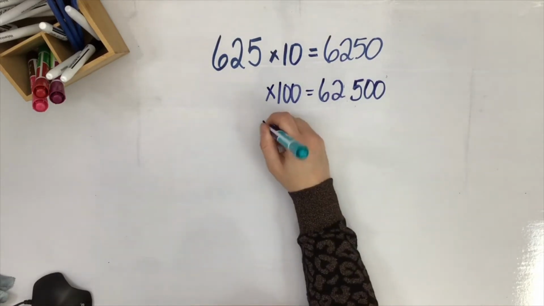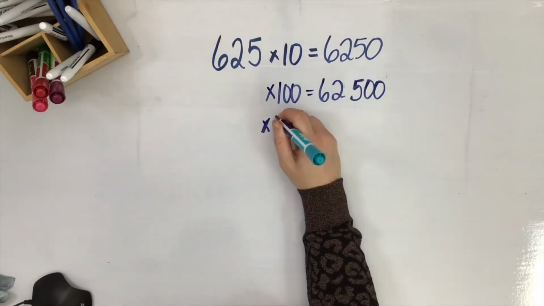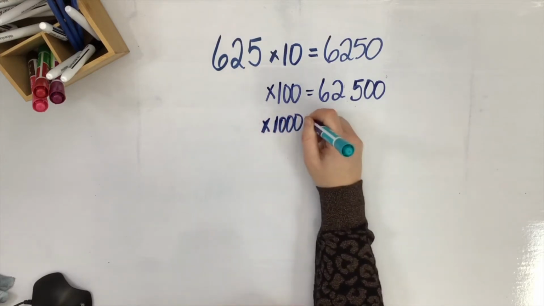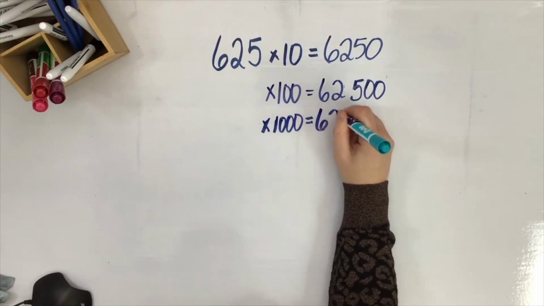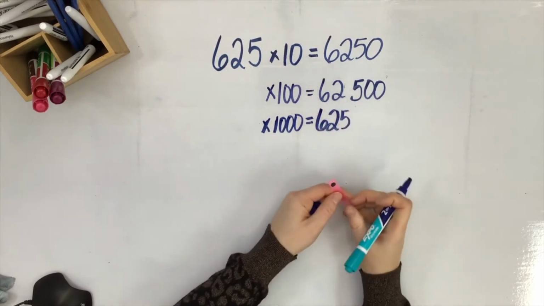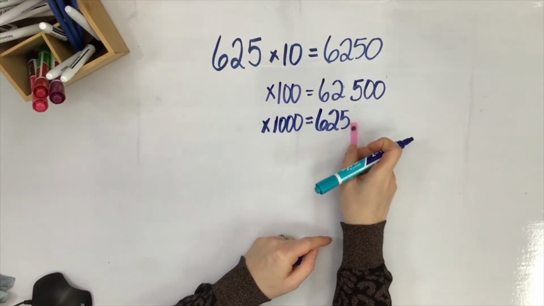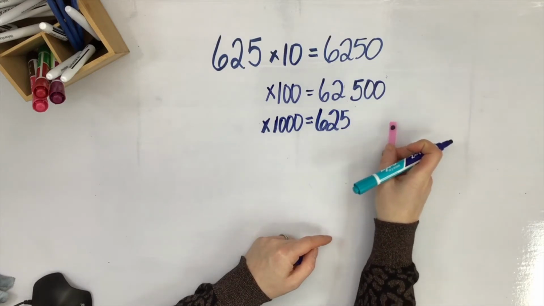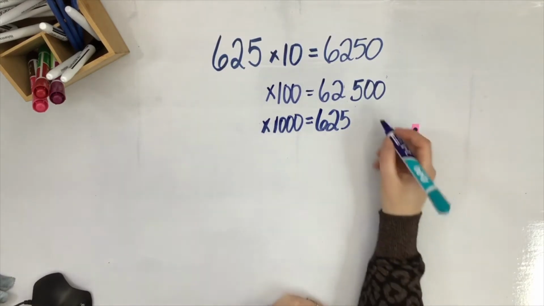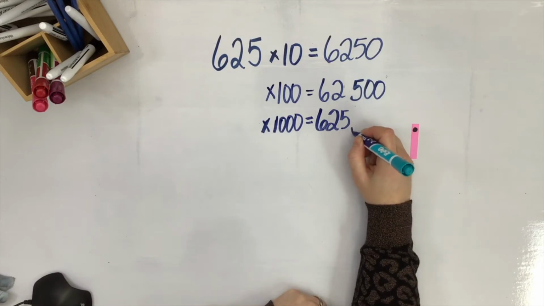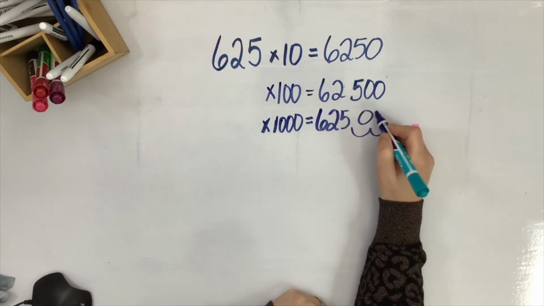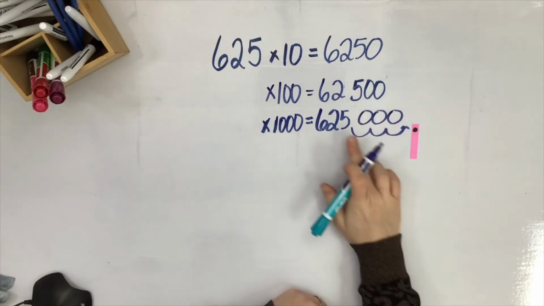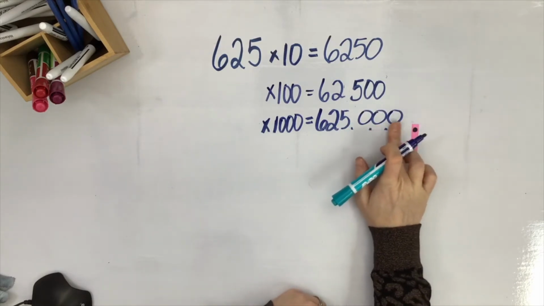Okay, same idea, let's multiply it by 1,000. I'm sure you can imagine that this time it is going to move 3 times. So my 625 that I started with, that decimal is being moved 1, 2, 3 times, creating 3 open spaces that I have to fill with zeros. 625,000.